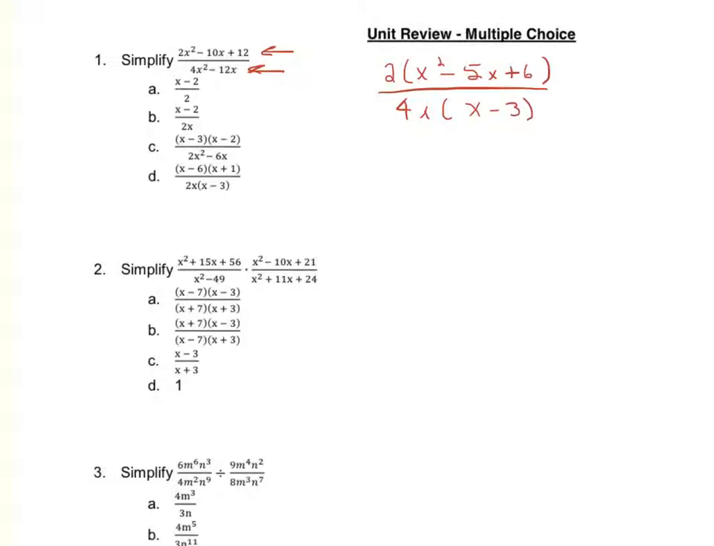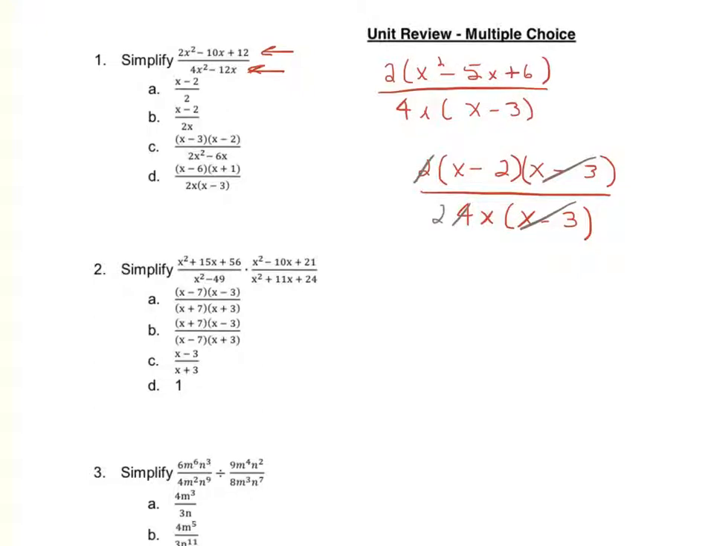We'll factor our numerator a little bit more because of that quadratic trinomial. There's the numerator completely factored. Here's our denominator. And now we just cancel out or simplify it by canceling out common factors. And so I'm getting x minus 2 on top and a 2x on the bottom. Answer B.